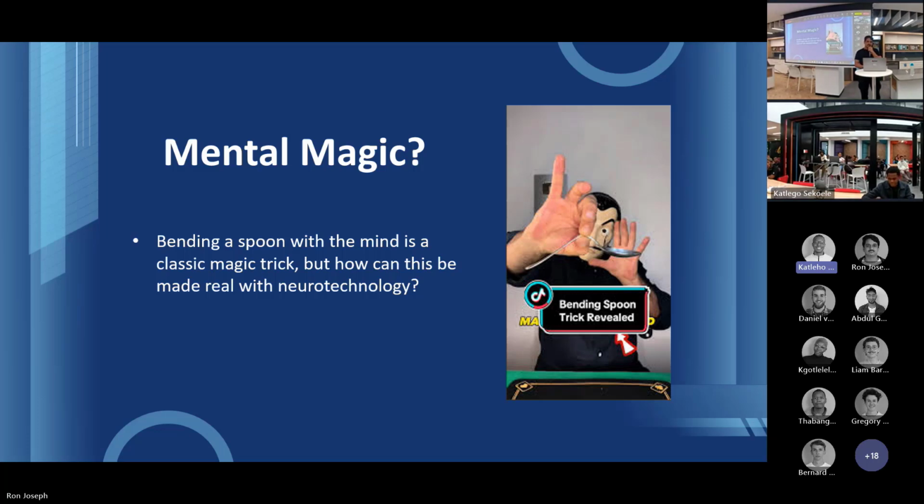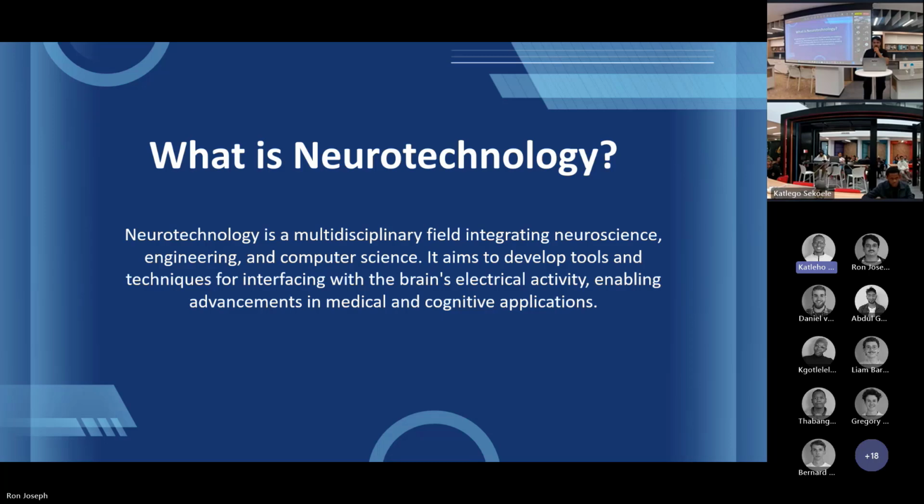It usually contains some form of showmanship coupled with a rigged spoon. But the question today is, how can we go about making it technically real with neurotechnology? Well, before we get into that, let's first define what exactly is neurotechnology.